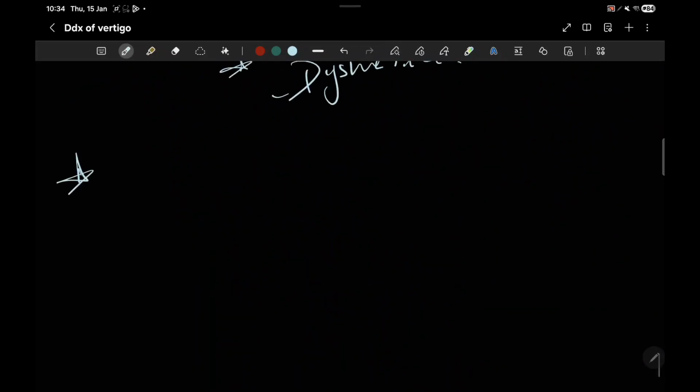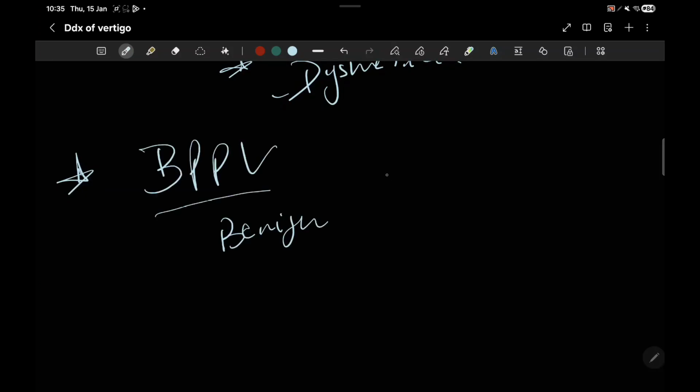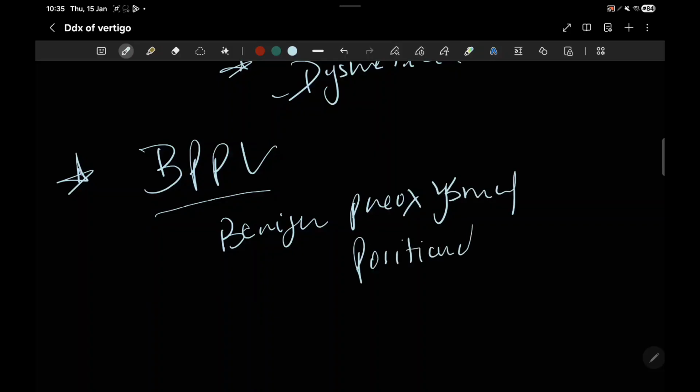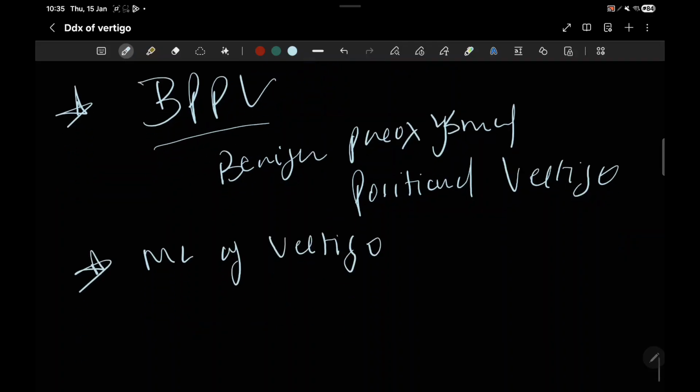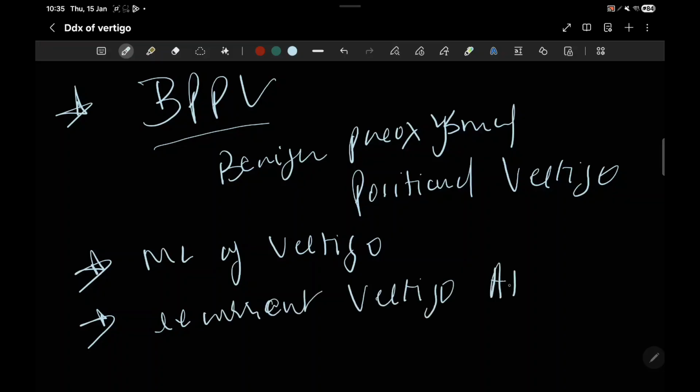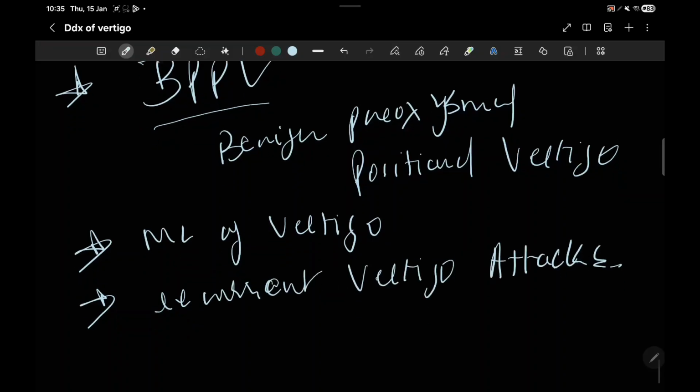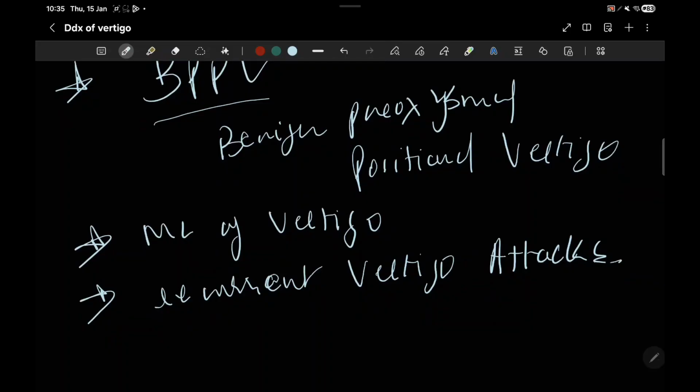Now let's discuss a very common cause of vertigo, which is BPPV, benign paroxysmal positional vertigo. So it's the most common cause of vertigo. How do the patients come? Patients come with complaints of recurrent vertigo attacks. A lot of patients come. Especially in my practice, I've seen a lot of patients coming with vertigo. Middle-aged, elderly, a lot of people.